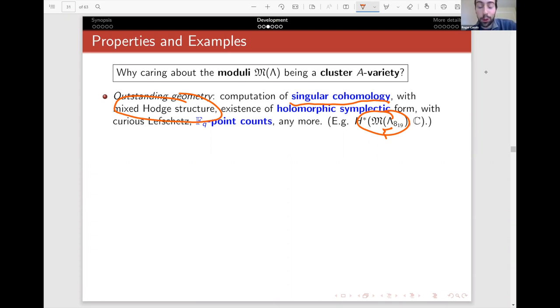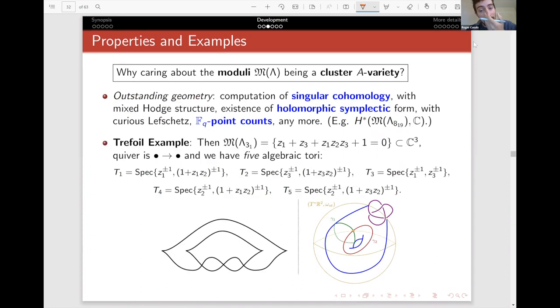And this is true for all torus knots. So now we know the cohomology of all these moduli for all torus knots. If you are more arithmetically minded and wanted to know how many F_q point counts there are, there are formulas for it in cluster algebras. It's combinatorial enough that you can say interesting things. I'm going to skip this example right now, and just go to the general picture, and then you can ask any questions.